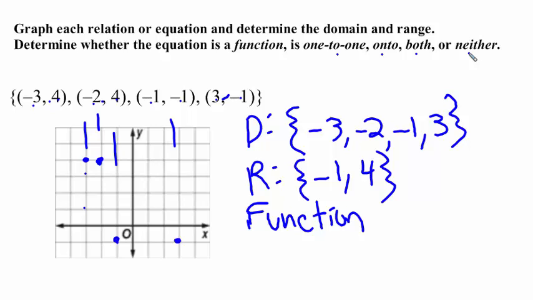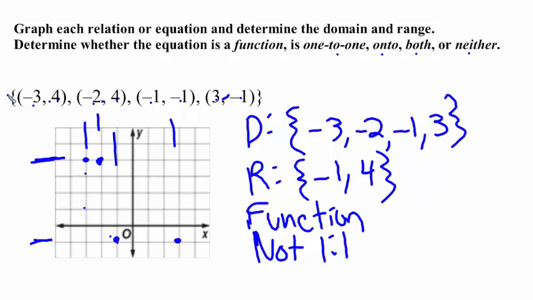Well, it's not 1-to-1. The reason is it does not pass the horizontal line test. Right here, you'd cross 2 points on the graph. Right here, you'd also cross 2 points on the graph. So it is not 1-to-1. The question then would be, is it onto? And when it's listed in the set, you could say, yeah, it is onto.